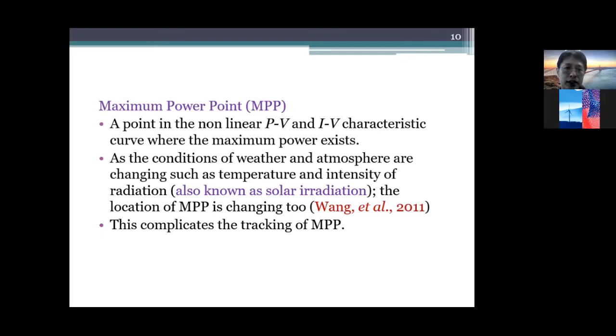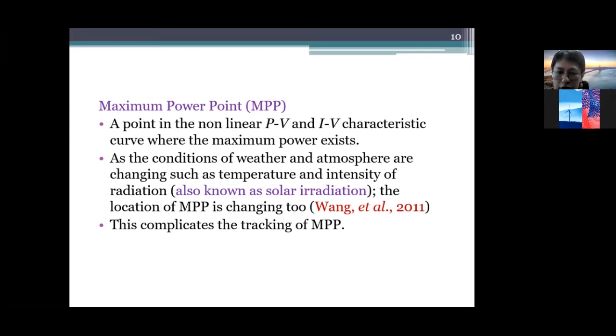So let's talk about the definition of maximum power point. It is a point in the nonlinear PV and IV characteristic curve where the maximum power exists. Later, I will be showing the so-called PV curve and IV curve. As the conditions of weather and atmosphere change, and these important parameters are temperature as well as the intensity of radiation, they change as time passes by. Therefore, the location of the MPP is also changing.